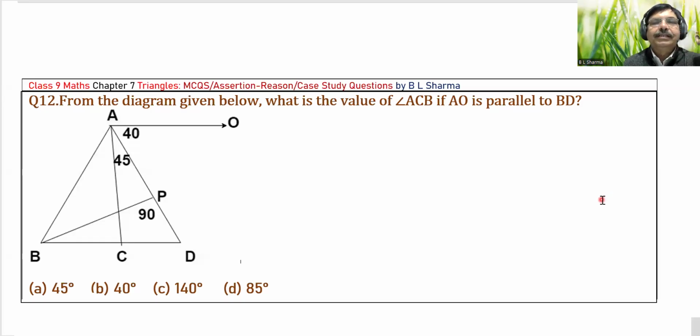It is given that AO is parallel to BD. So you can write here, and we see that angle CAO, that is 40 plus 45, 85. So this angle will be equal to 45 because these are alternate interior angles. So B is the correct option.